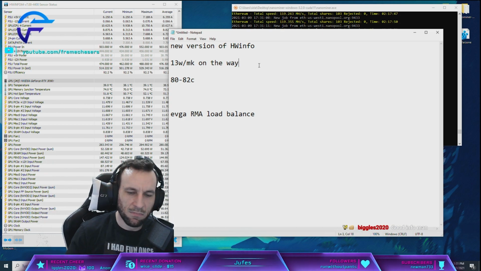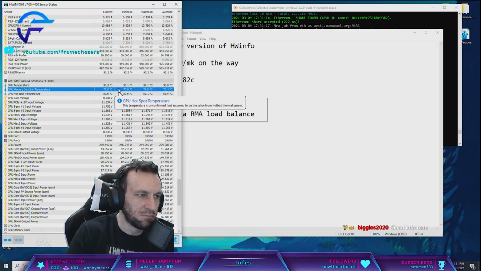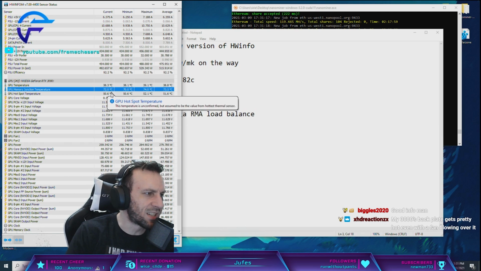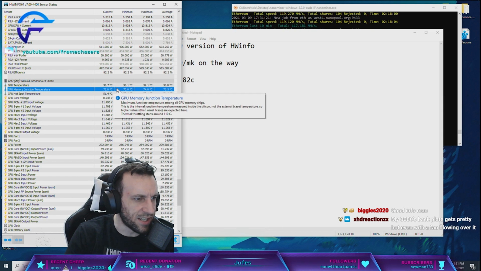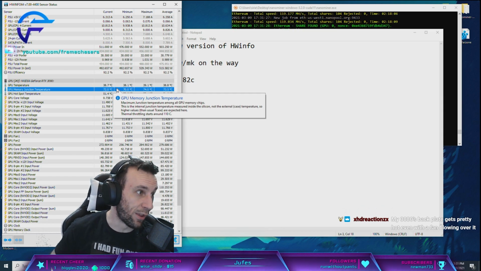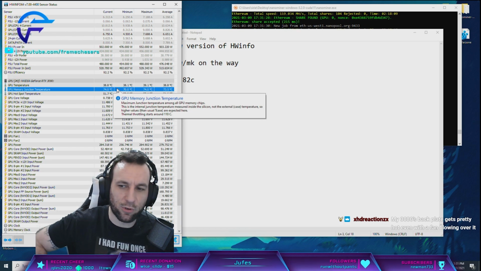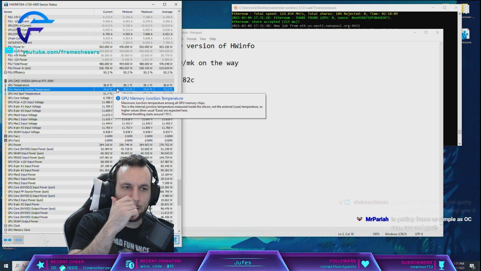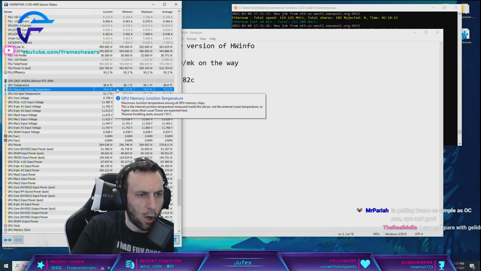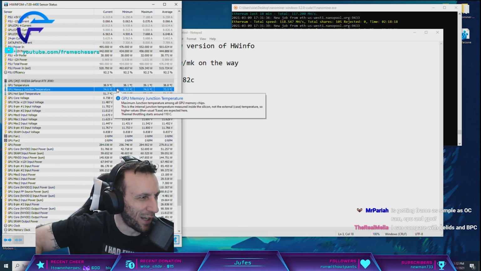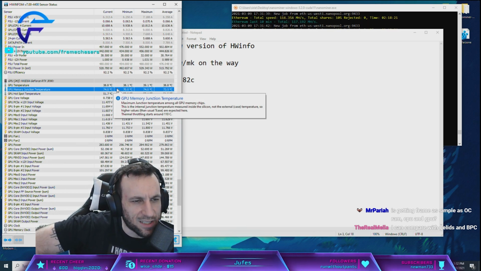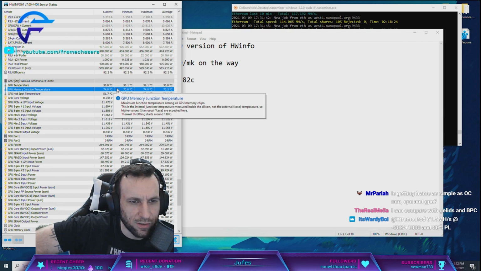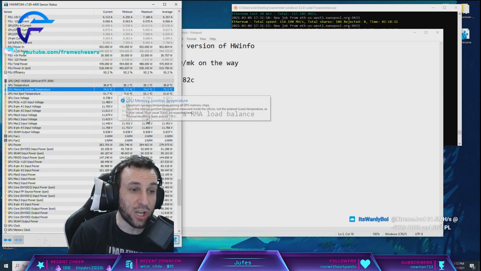In terms of what's acceptable for junction temp, I have no idea. I don't think anyone has an idea, to be honest. Oh yeah, dude, the 3080s. Of course. You know how much power these things are pulling through the back of the PCB, right? Oh look, there's a description. I never knew there was a description with this. Maximum junction temperature amongst all memory chips. This is the internal junction temperature. Thermal throttling start.